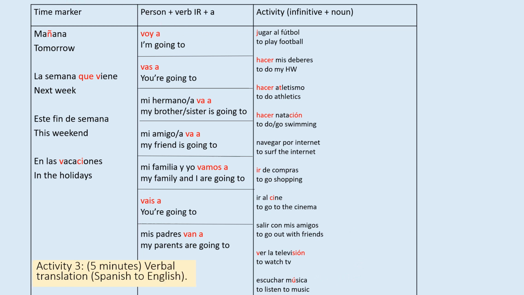Okay, we're now going to do something called verbal translation. So we're going to continue using this sentence builder, but we're going to do something a bit different. I'm going to say a sentence in Spanish. Now remember, I'll use one time marker followed by the person and verb in the middle, and then I'll choose an activity in the last column.